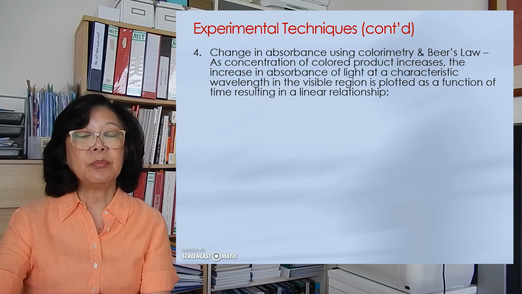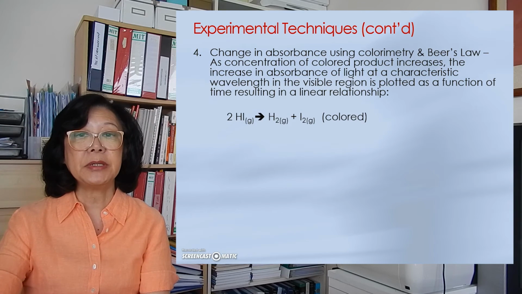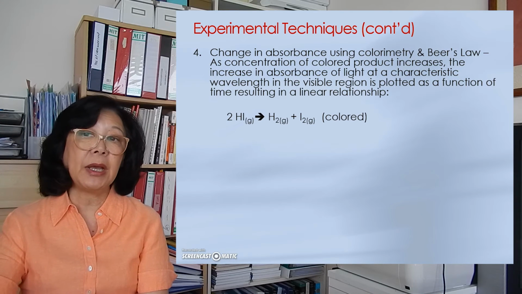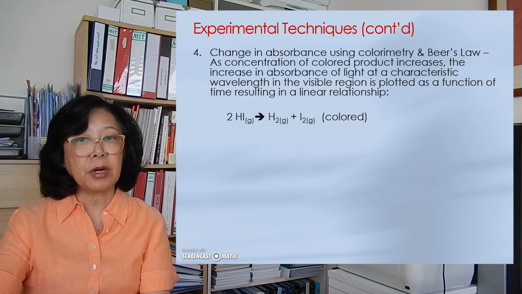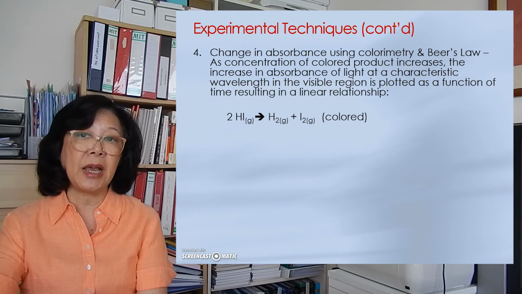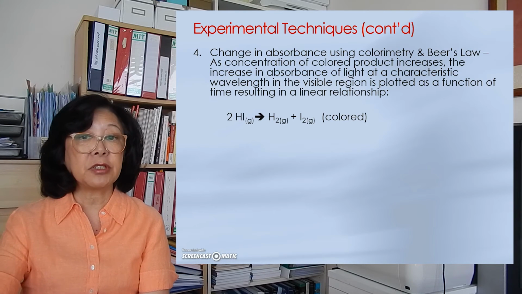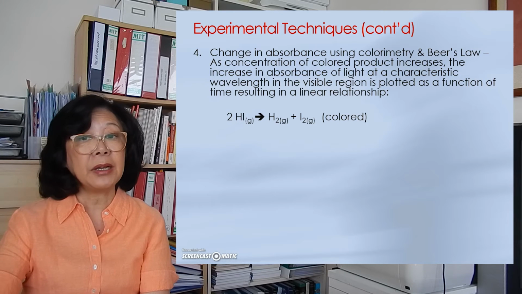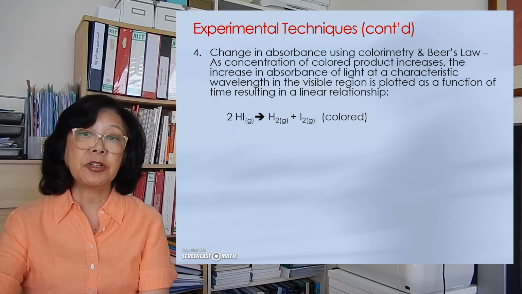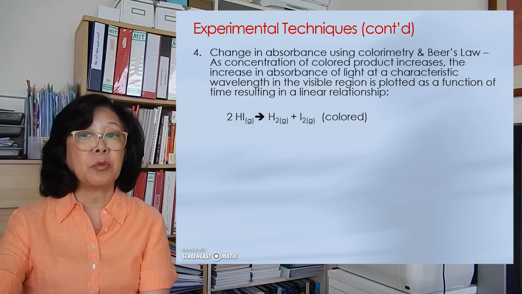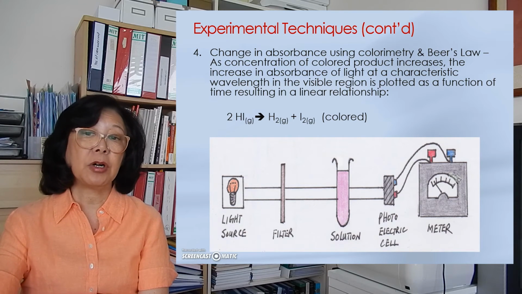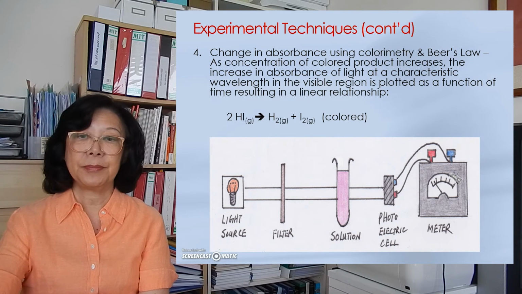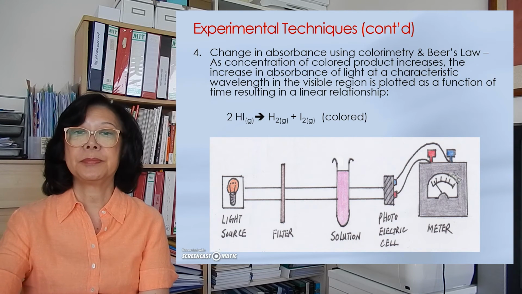Another one will be measuring the change in absorbance using colorimetry and Beer's law, because as the concentration of the colored product increases, such as in this case, as HI decomposes to form hydrogen and iodine, and iodine is colored, we can measure the absorbance at a particular wavelength as a function of time. And therefore we can track the rate of the appearance of iodine by using absorbance.